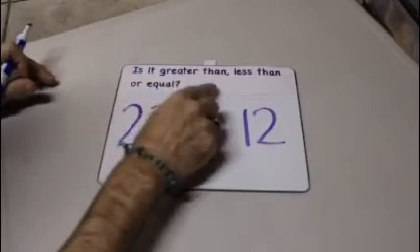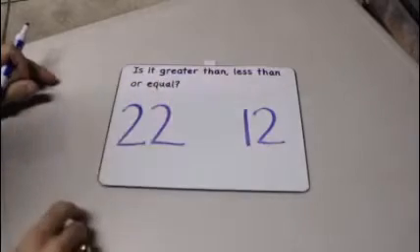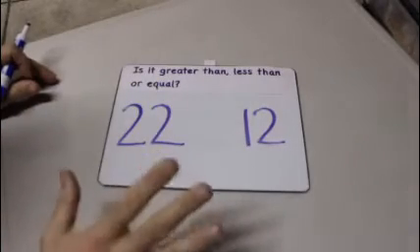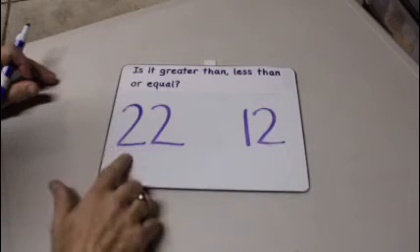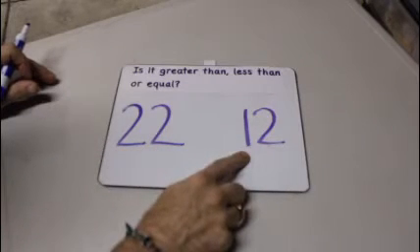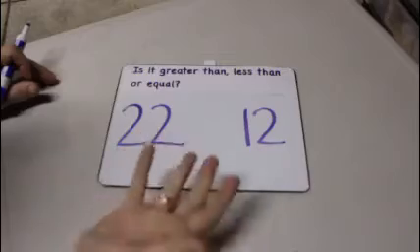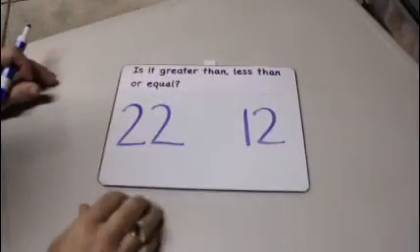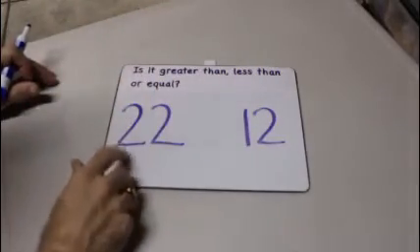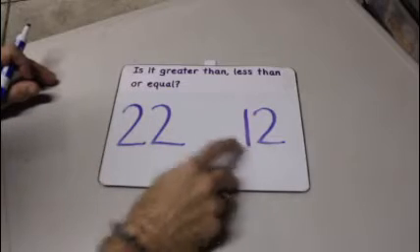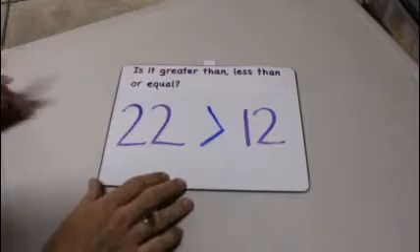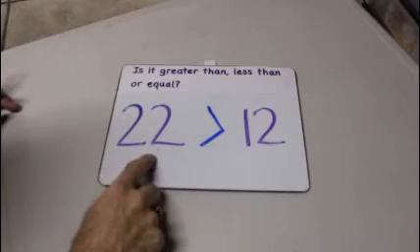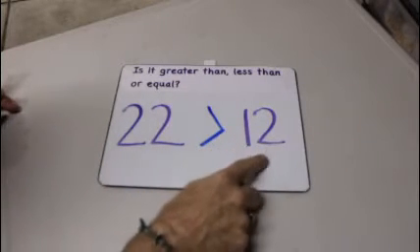Is it greater than, less than, or equal? Well, we have two numbers, so my first question is, are they equal? Are they the same? No, we got two 10s and one 10. Okay, so now I want to know which one is greater, which one is the bigger number. Since this has two 10s and this only has one 10, 22 is the bigger number. So we're going to eat it, and how do we read it? 22 is greater than 12.